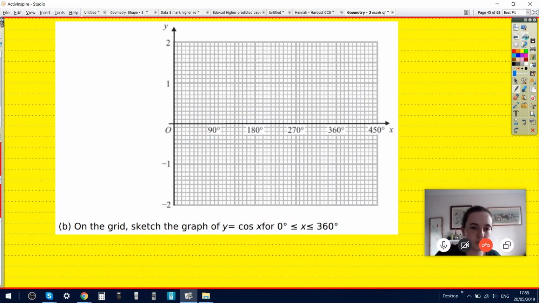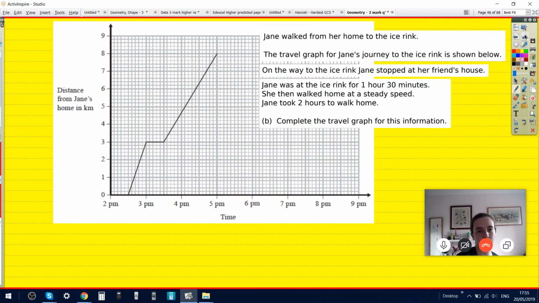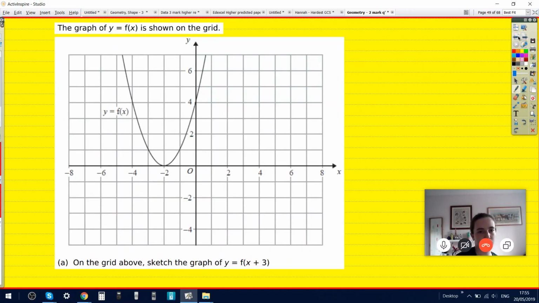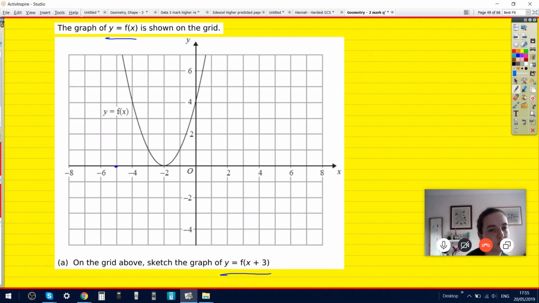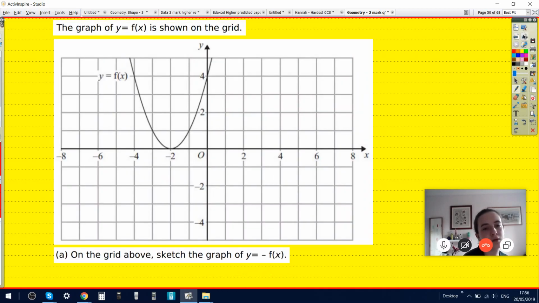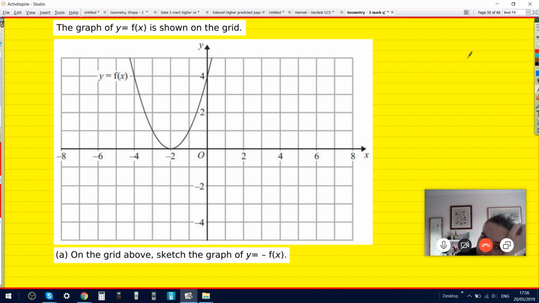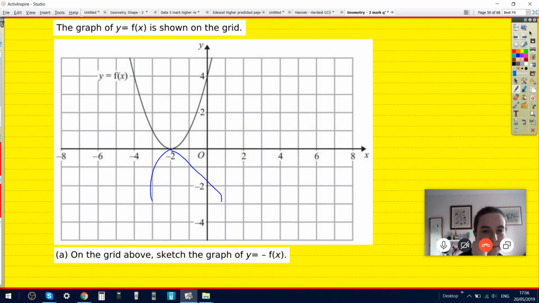Sketch, sine graph, cos graph. Where does the cos graph start from? 1. Yeah. What will happen to this one? Left 3. Yeah. What will happen to this one? Is it upside down? Yeah. That 2 will become, or whatever it was. What was it?